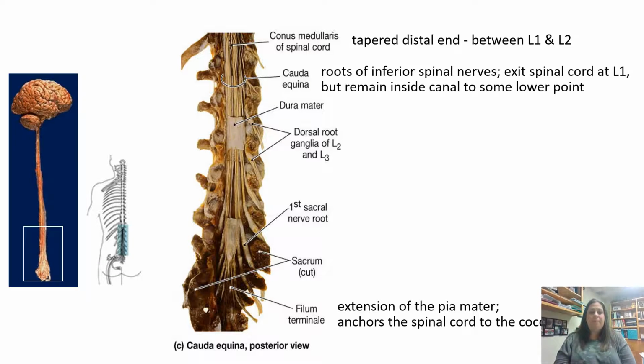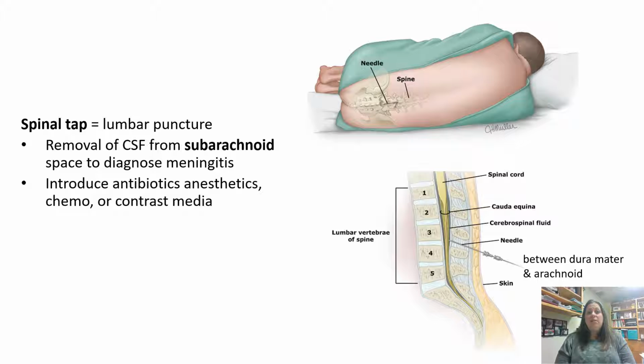Now guys, a spinal tap is also known as a lumbar puncture. It's to remove cerebral spinal fluid from the subarachnoid space. We do this a lot of times to diagnose meningitis. We look at the cerebral spinal fluid and we're going to look to see if it's cloudy, if it's discolored, if it has microorganisms present in it, that sort of thing. But we also will use this a lot of times in the subarachnoid space to introduce antibiotics, anesthetics, chemotherapy, or even contrast media if we need to do certain kinds of scans.